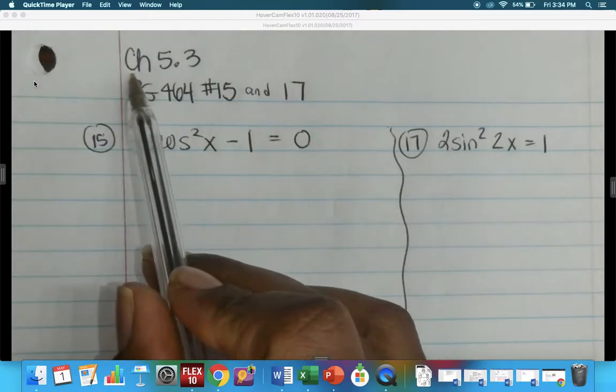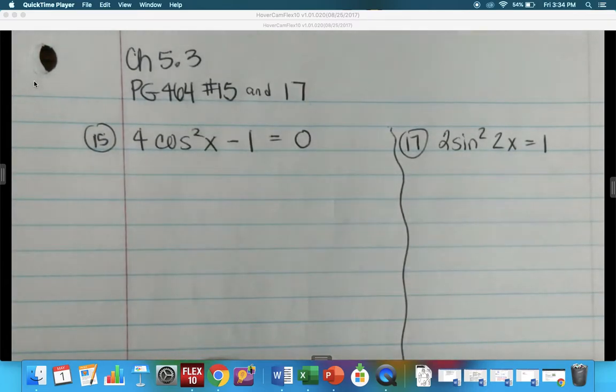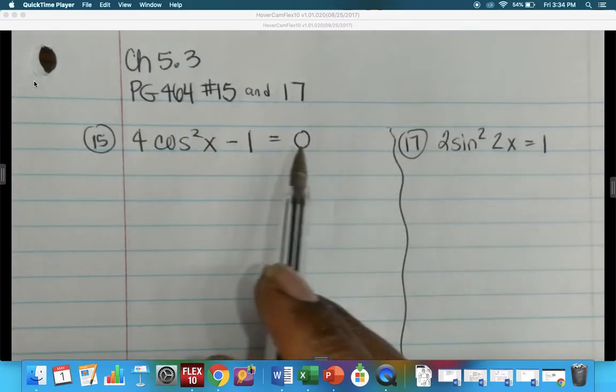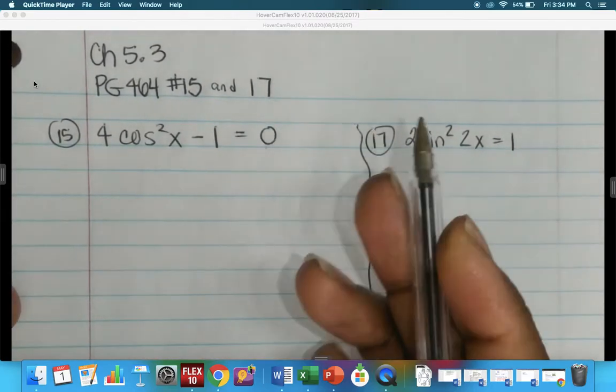Okay, so from chapter 5.3, number 15 and 17 were requested. They're similar, so we'll just do them in one video. It says here 4 times cos squared minus 1 equals 0.